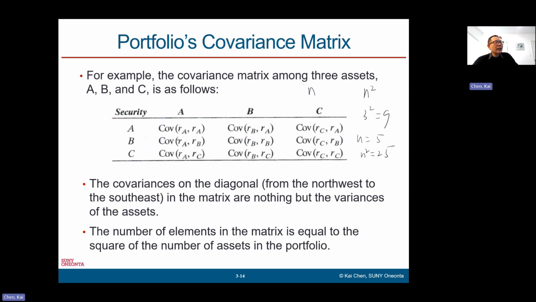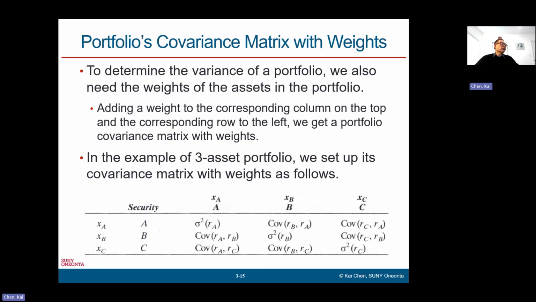In order to calculate the variance of a portfolio, we have to expand the covariance matrix. To determine the variance of a portfolio, we also need the weights of the assets in the portfolio. We add a weight to the corresponding column on the top and the corresponding row to the left. Then we can get a portfolio covariance matrix with the weights.